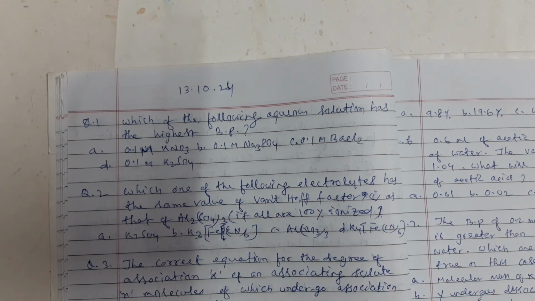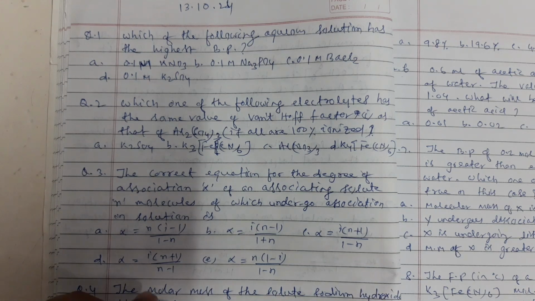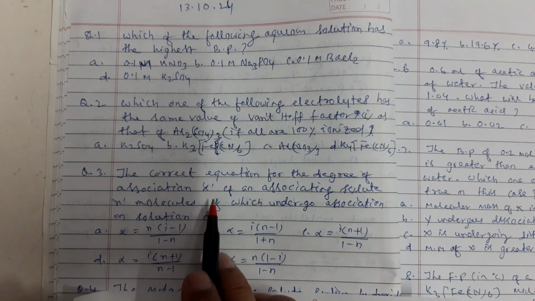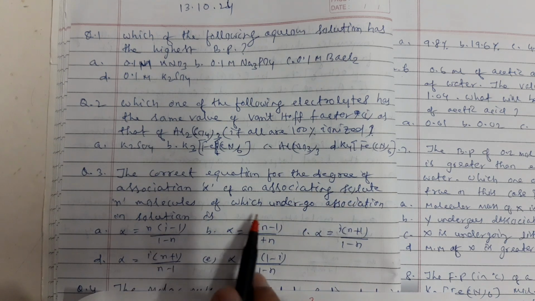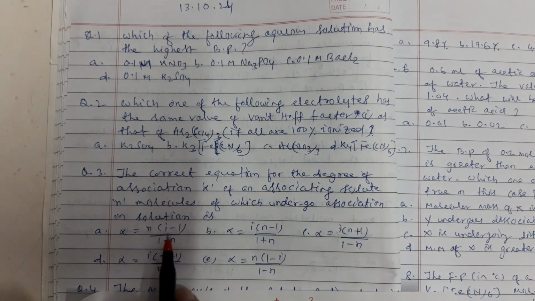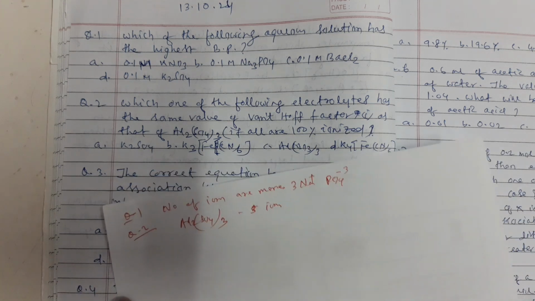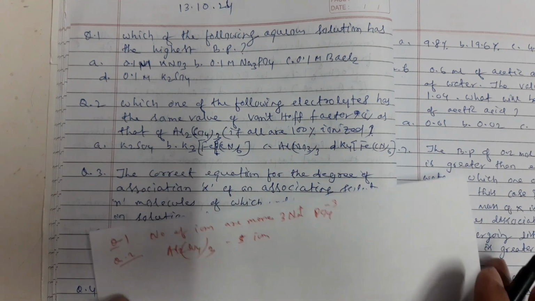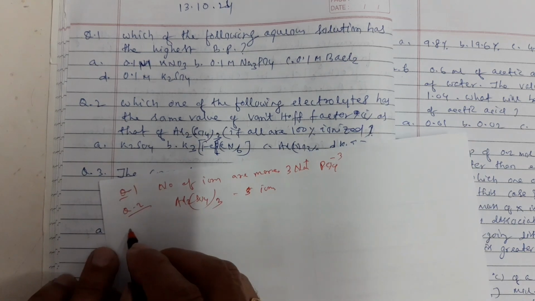Next, the correct equation for the degree of association alpha of an associating solute, n molecules of which undergo association in the solution, is what? So it is association. Question number 3, you see degree of association.